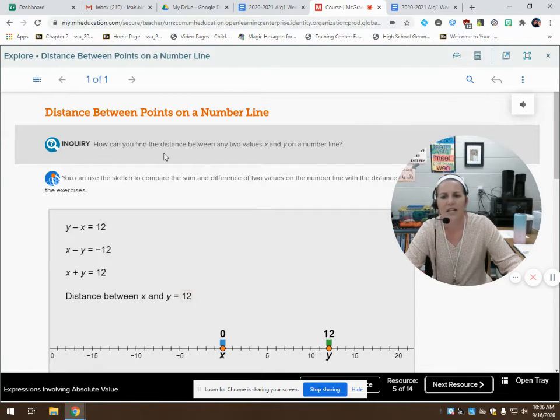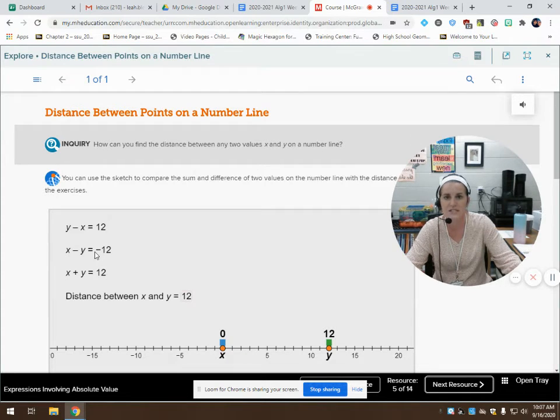So how can you find the distance between any two values, x and y, on the number line? Well, all you have to do is count the points in between them. So between 0 and 12, there are 12 units. In between 0 and negative 12, there would still be 12 units. So we can take the largest number and subtract the smallest number to find the distance. We could even take the smaller number and subtract the larger number, and you'll see we get a negative number.